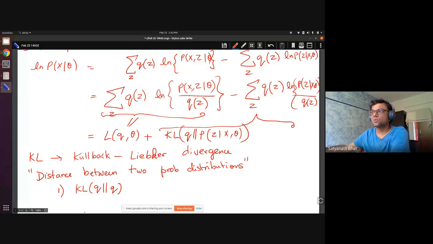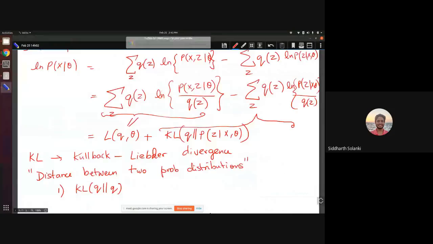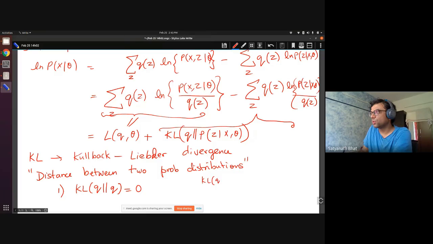Yes, if it's a distance, what should it be? 0. Yeah, so then let's try to see if this is true. So we will take the definition. So KL of Q, Q is equal to minus summation Q(z) ln of Q(z) by Q(z). Okay, so what does that give?